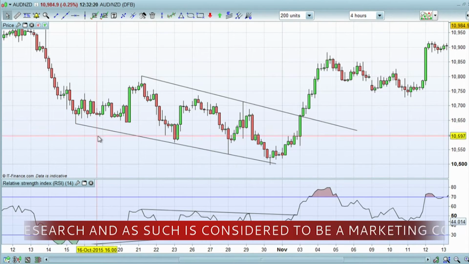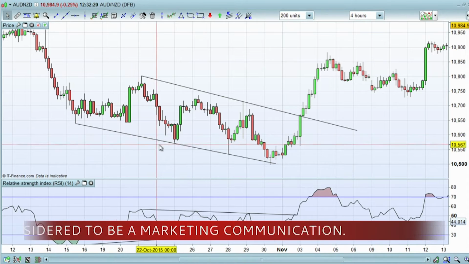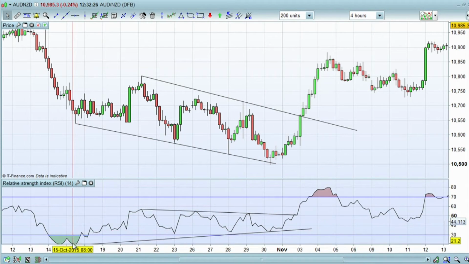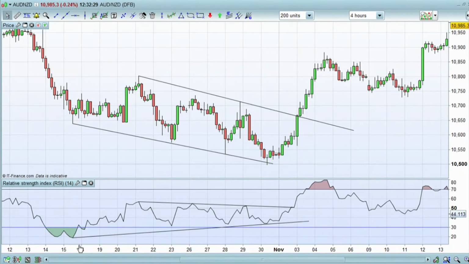The 4-hour chart shows that price was clearly trading to the downside, establishing continued lower lows. However, on the RSI indicator, it's clear that the lowest RSI reading came on the 15th, with the subsequent lows gradually rising until price broke higher.